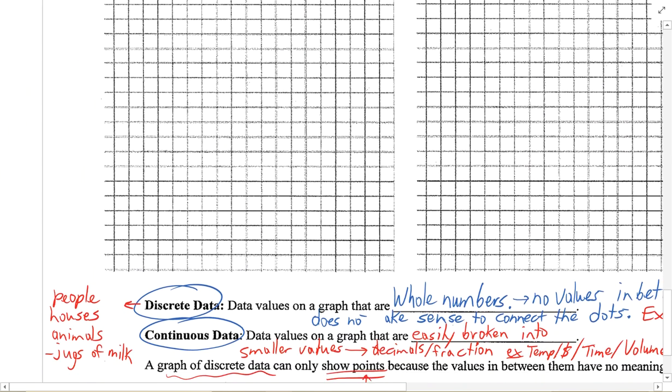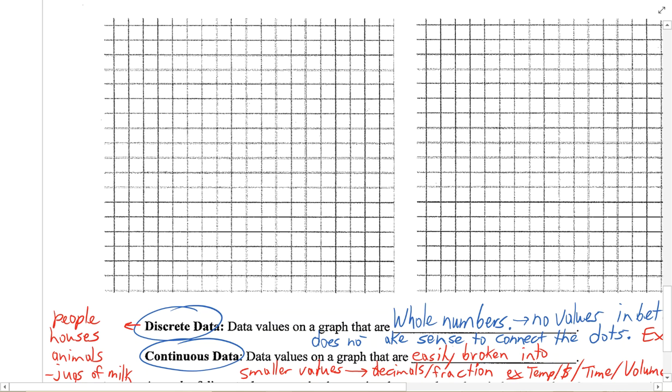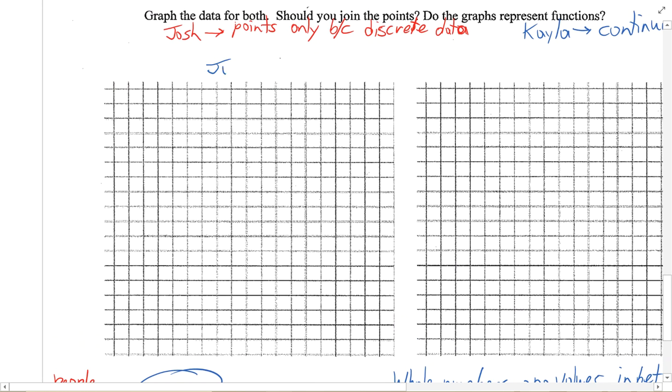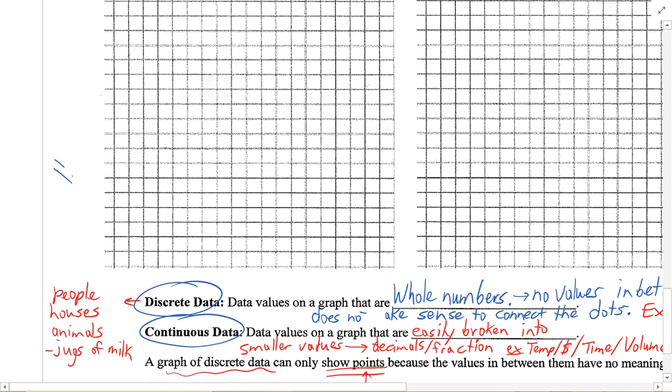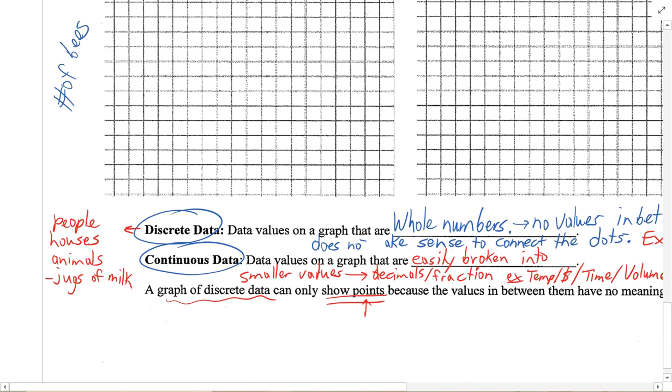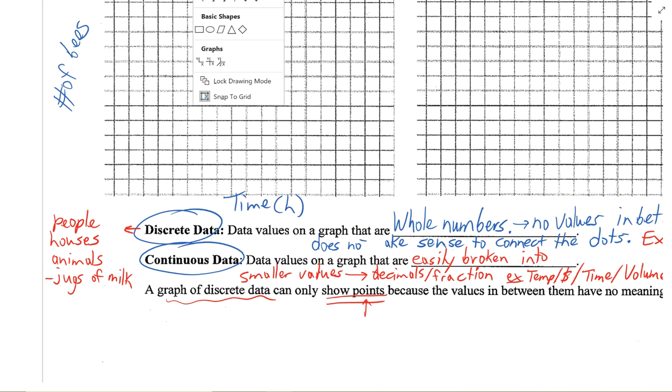Good. So looking at graphing this then, here we'll put Josh's data. This here will be the number of bees. And this will be time in hours. Always have your units in brackets. So let's go make a grid real quick.